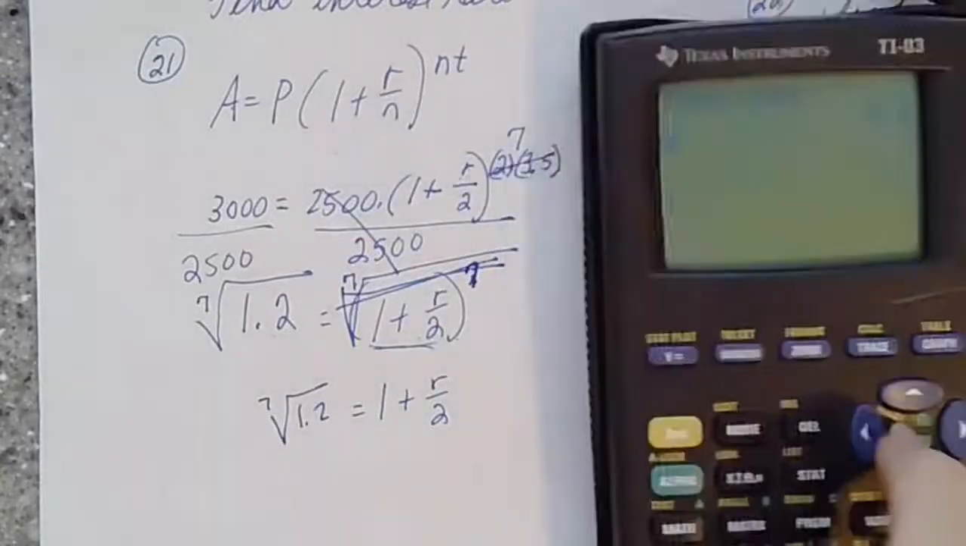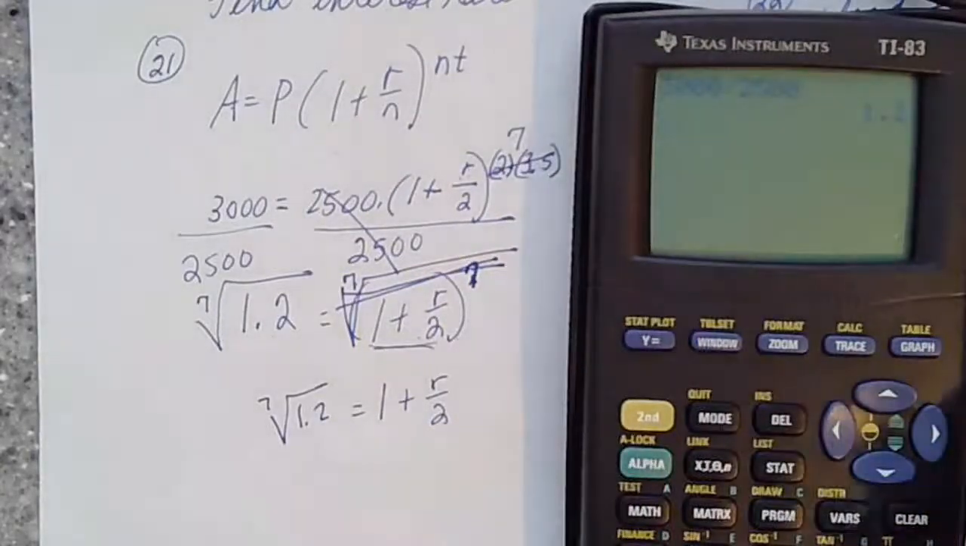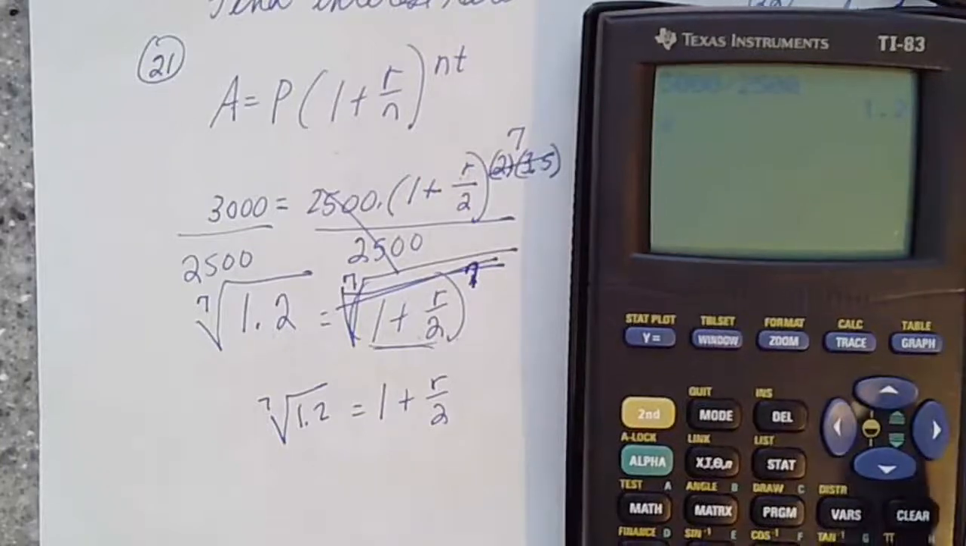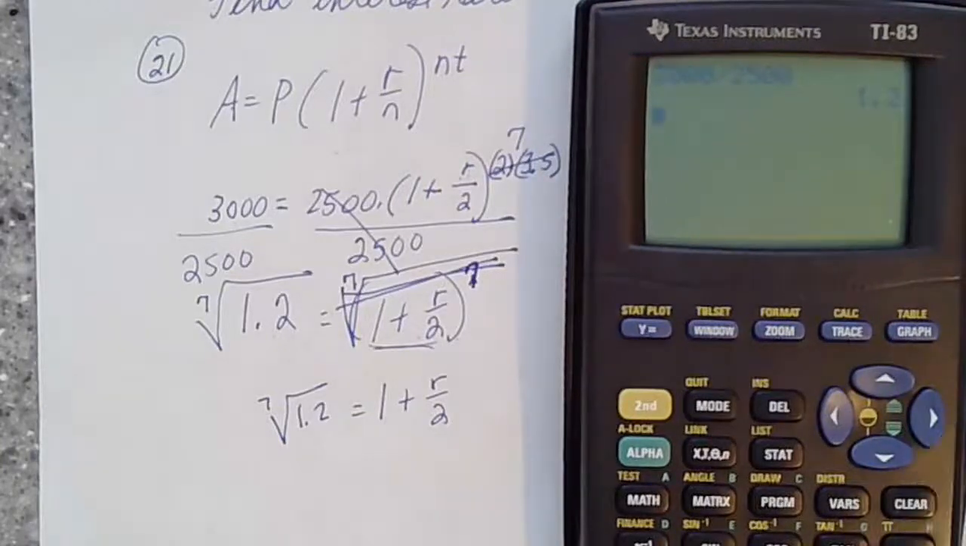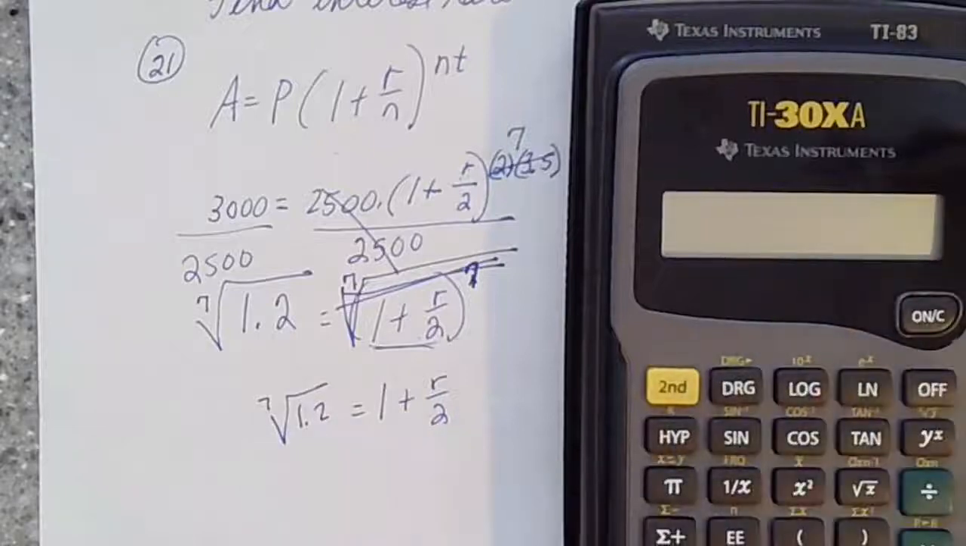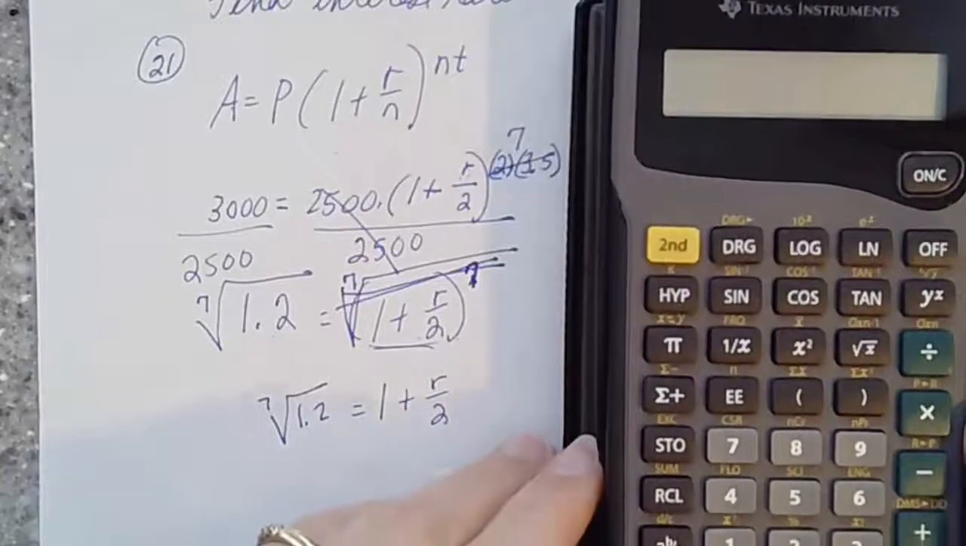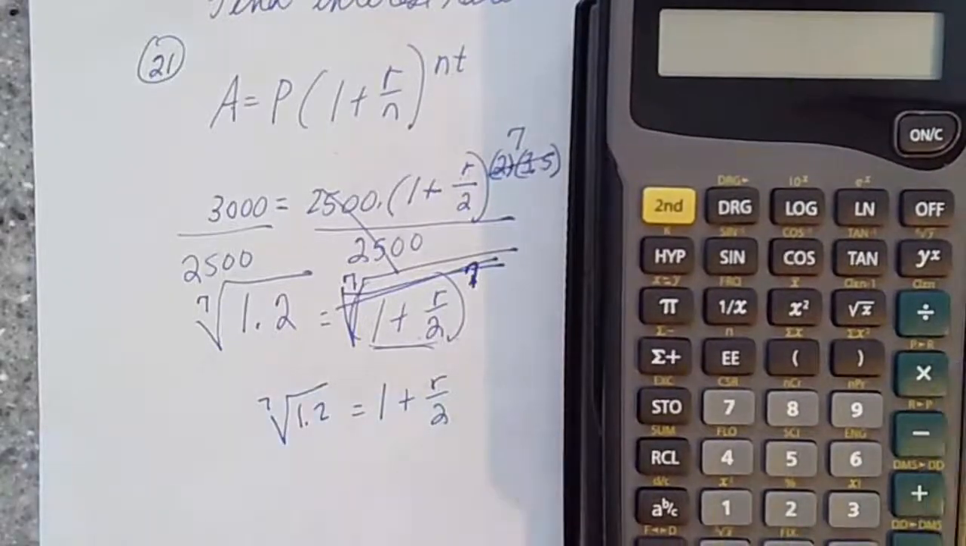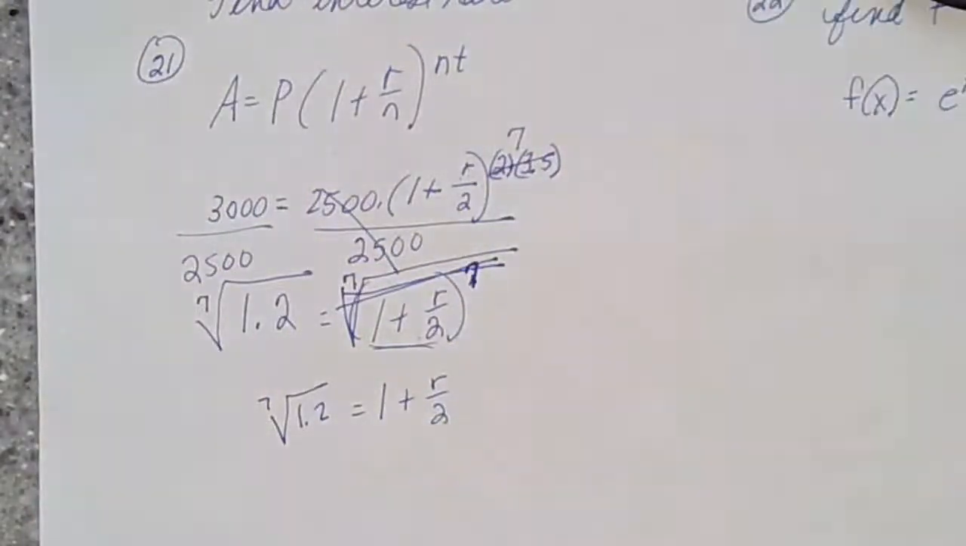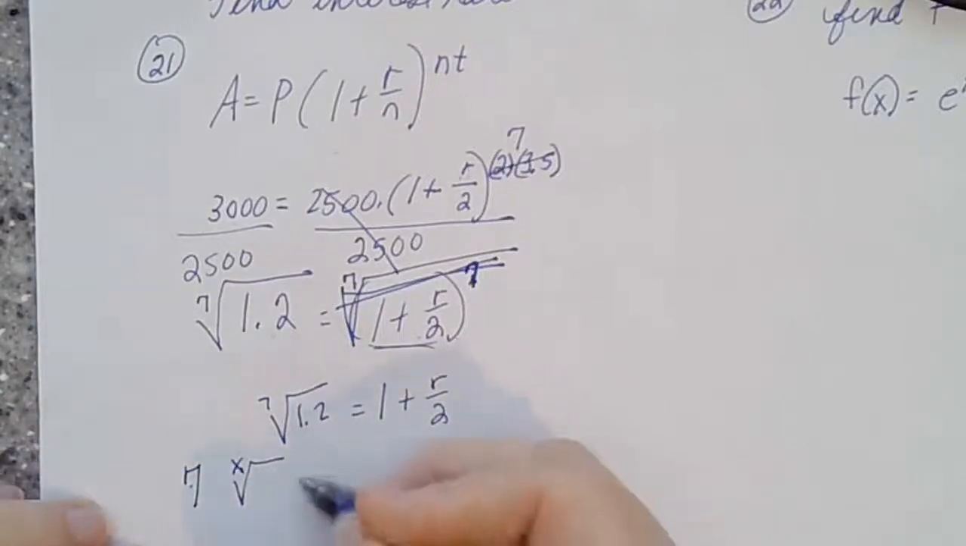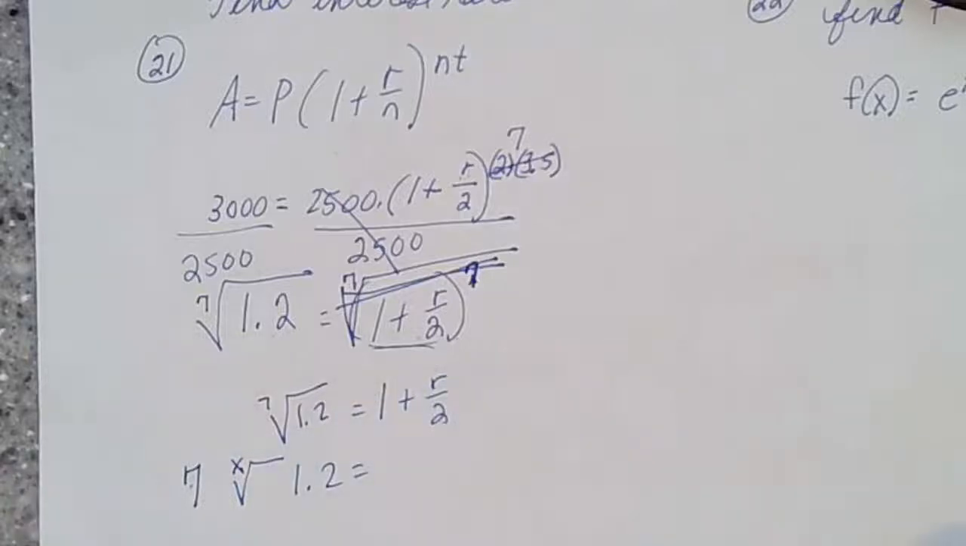So some of you have an X root button. Do I even have one? I have it in the math. You can go to a deeper function. And here's a simpler calculator. Let's see if it has an X root. Nope, I don't think I do. Some calculators do have an X root button. So if yours does, you'll type in 7, hit your X root button, so that makes it the 7th root, and then type in the 1.2, equals. Some of you can do it that way.